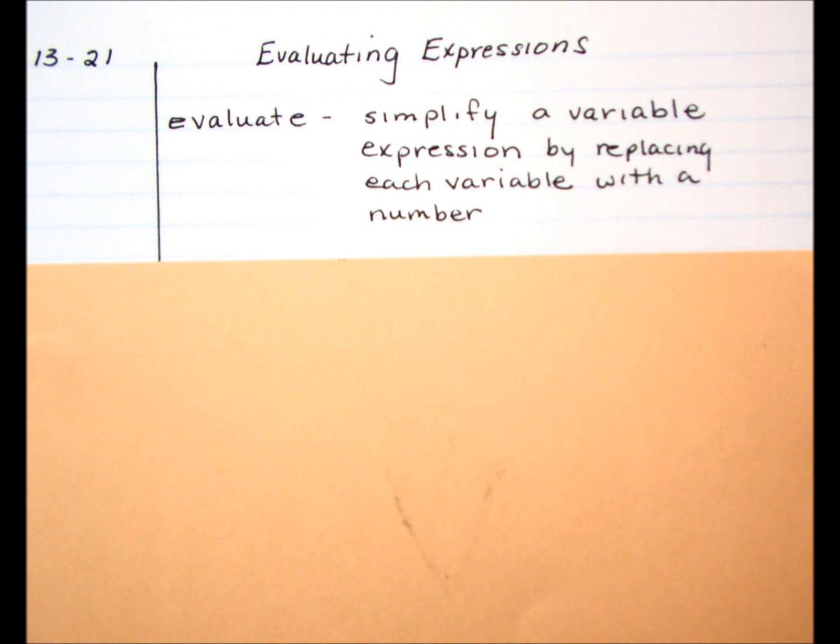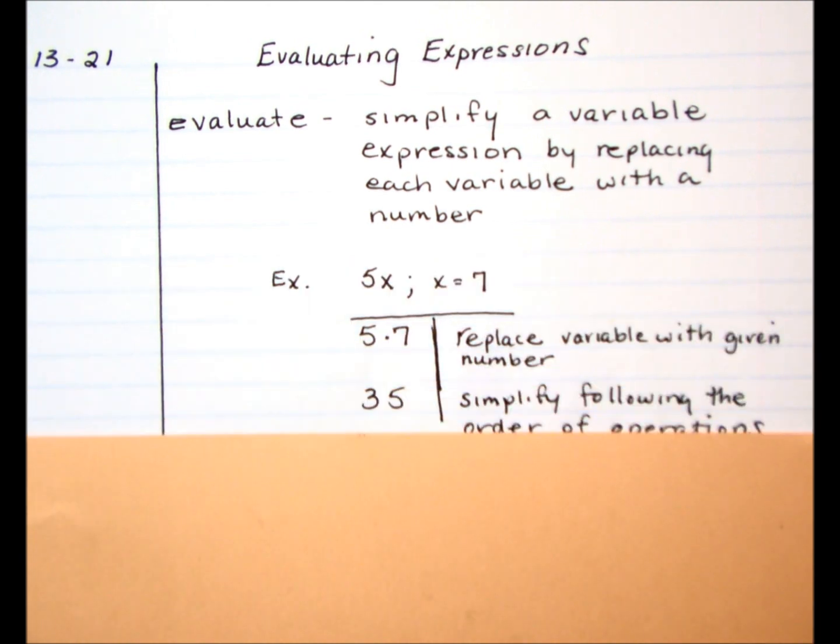All right, this lesson is on evaluating expressions, and in your book, your reference pages are 13 through 21. The word evaluate means to simplify a variable expression by replacing each variable with a number. And you remember that earlier we learned that to simplify is simply to bring it down to its simplest name. So here's a simple example.